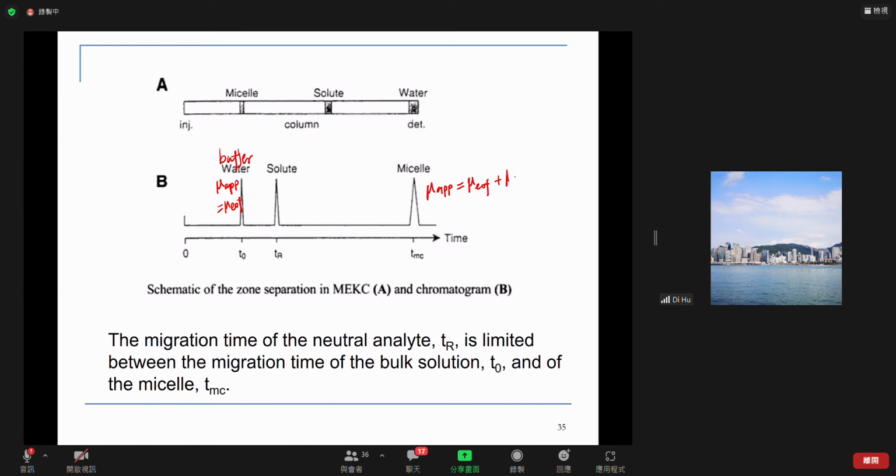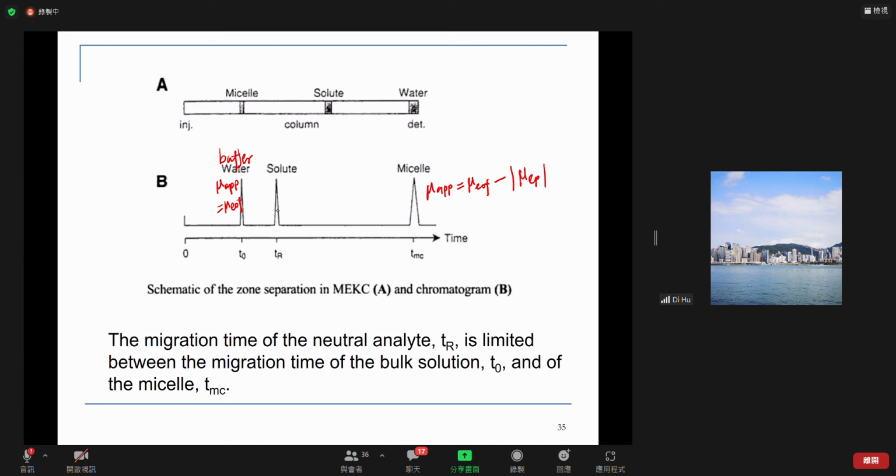plus mu EP, but now the mu EP is negative. Okay, so minus. How about if we say that it is mu EOF minus the absolute value of mu EP? Can I do that? Okay, so minus that. And the analyte will migrate in between, okay?